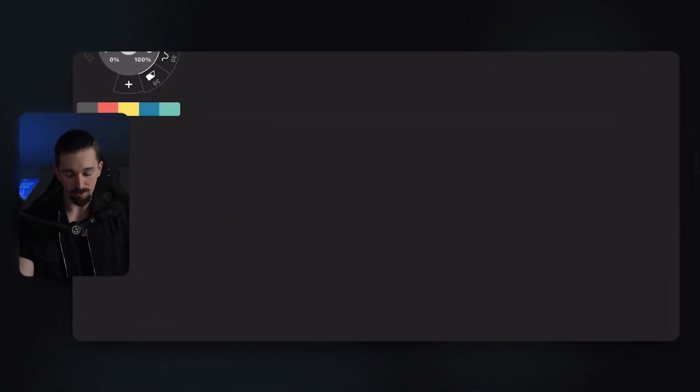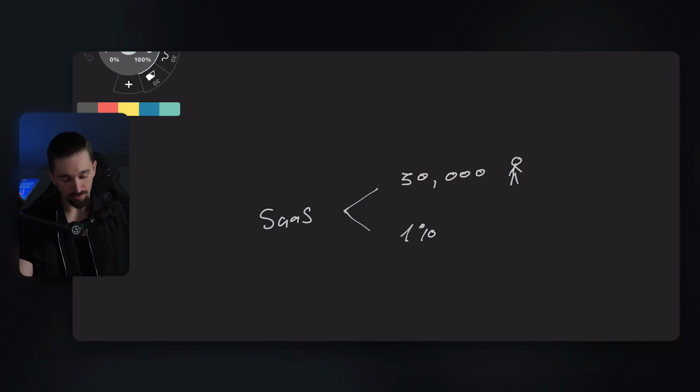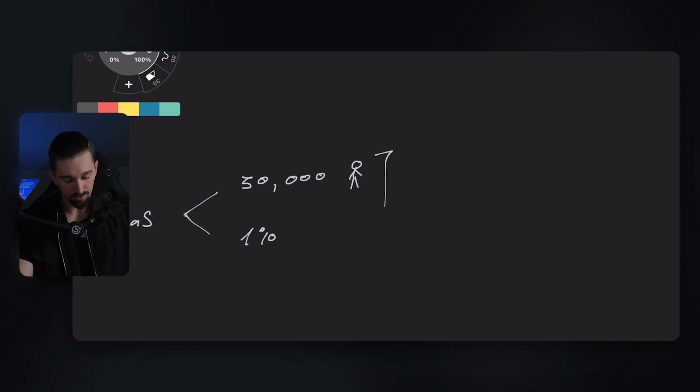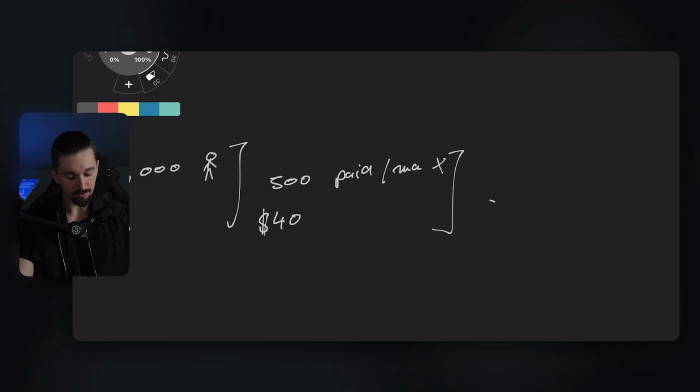Let's take, for example, a SaaS with 50,000 users at 1% conversion rate. This brings in 500 paid users per month. Now, if each plan is at $40, this means that the monthly recurring revenue is $20,000.